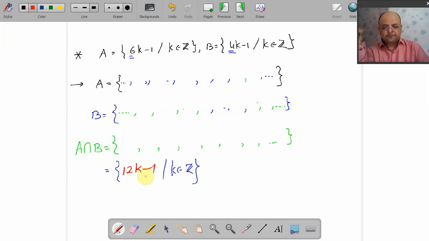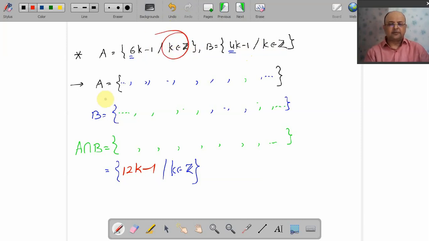Yes my dears, the LCM of 6 and 4 is 12, so that is the answer. In both, either z, k belongs to z, or in both, k belongs to n. In both we need -1; one with +1 and the other with -1 will not work. You got it? Okay, choose k equals to 0.